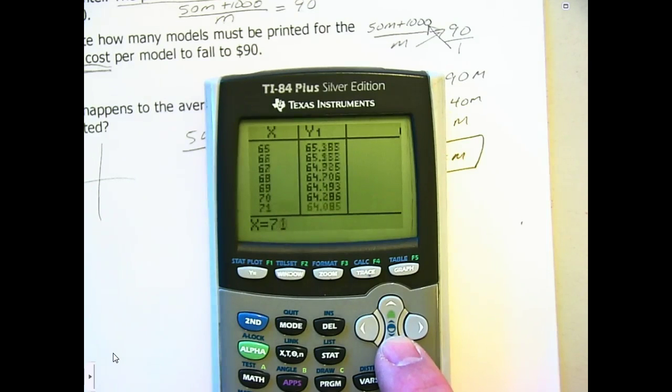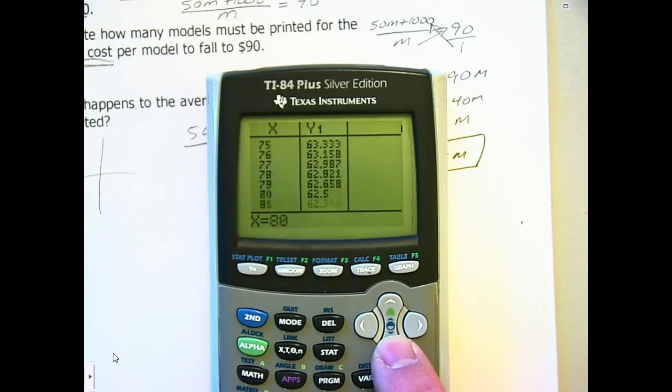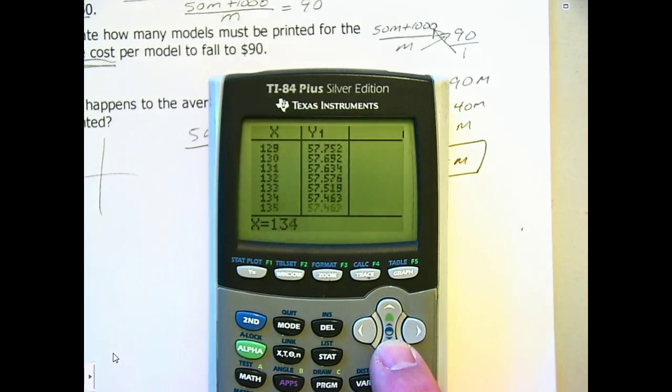So as x increases, which is the number of models, what's y doing? It's going down. It's going down until we get to? Almost 50. This still isn't fast, but it's faster than the other way.